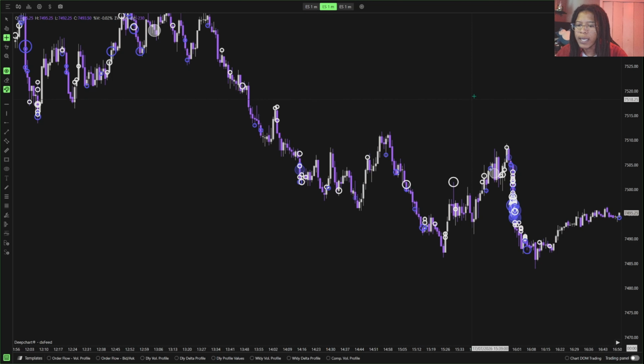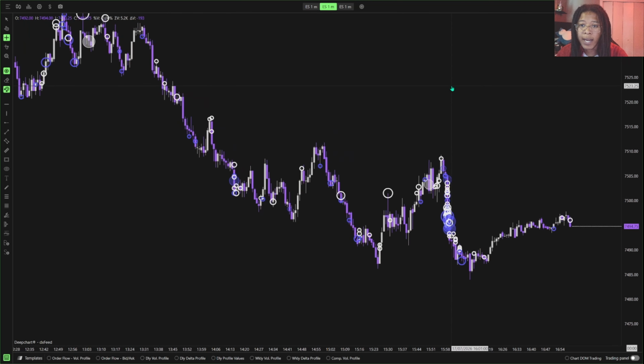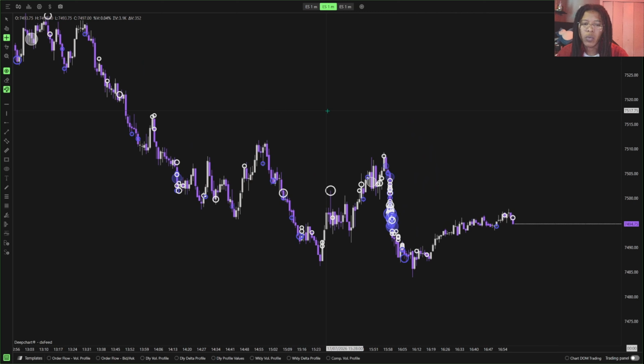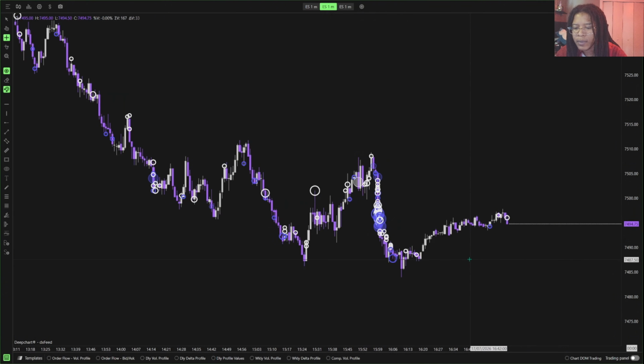So now let's get into the charts. What I have on my chart right now is an indicator called Deep Trades. Now what it does is show me where these orders are in the market. Currently I have mine set to medium intensity, so it shows me a little bit of everything.